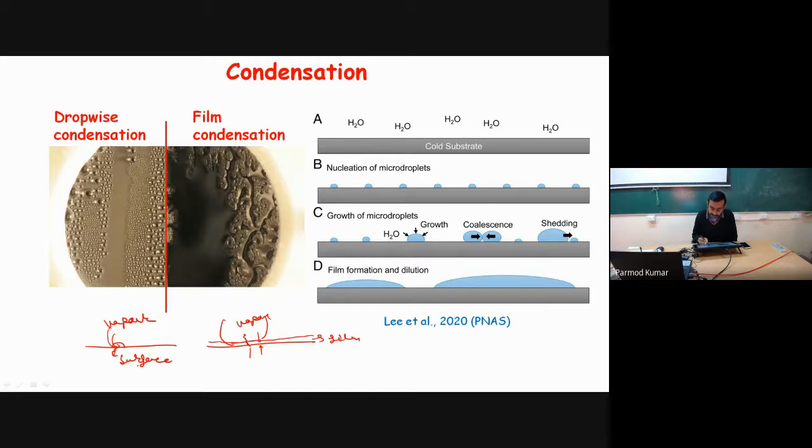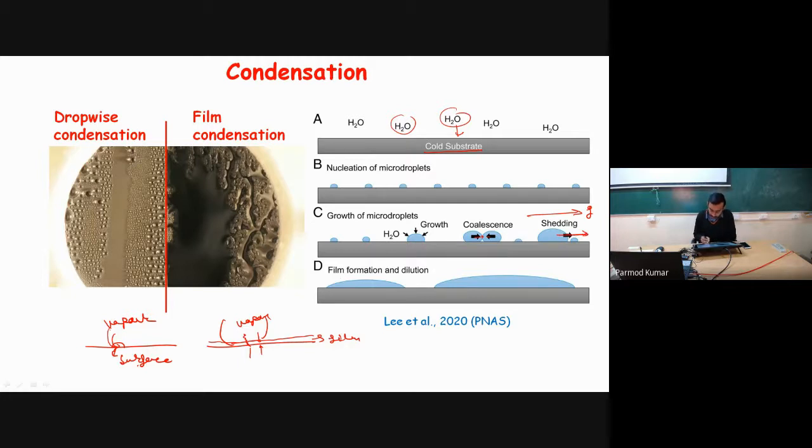So this is the typical representation. You can see over here, this is a cold substrate and here we have water vapor. These are water molecules directly contacting the surface. Whenever these contact the surface, we find the nucleation of micro droplets. Small drops form, and further these drops grow with time, and when they become large, they try to coalesce with each other. Once their size has become sufficiently large, they try to move downward. If the plate is in vertical orientation and gravity is acting in this direction, then because of gravity they will fall in the downward direction.